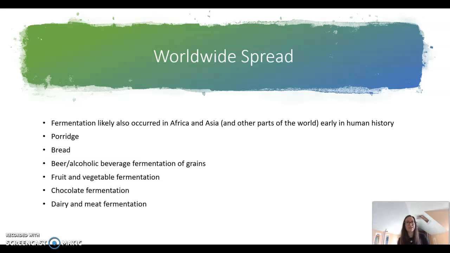Chocolate started being fermented in South America thousands of years ago, also in Africa thousands of years ago. And dairy and meat fermentation started occurring. We have our historical records showing it thousands of years ago in Northern Europe, although it probably occurred elsewhere as well.